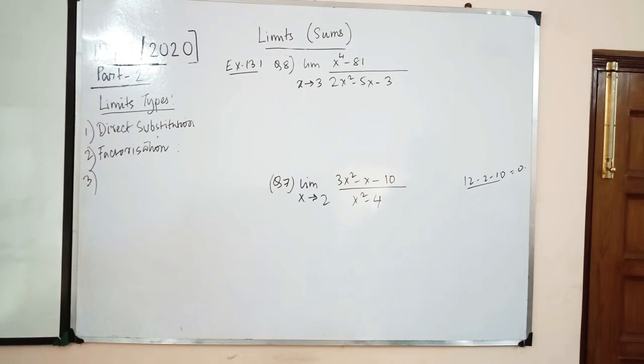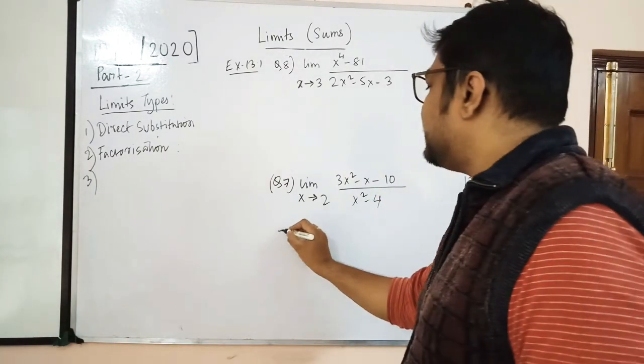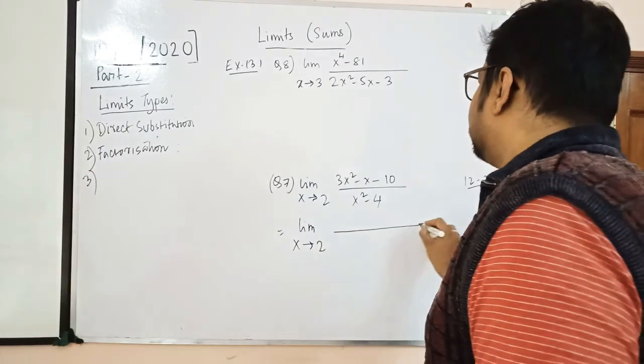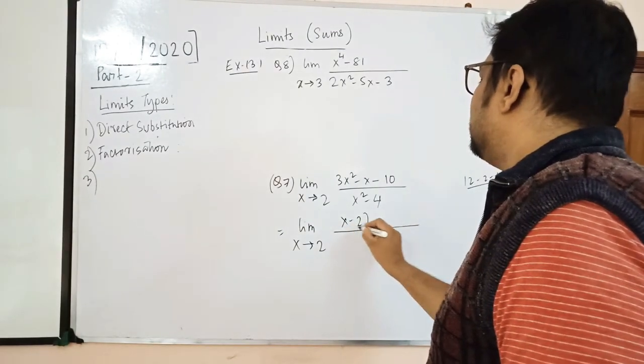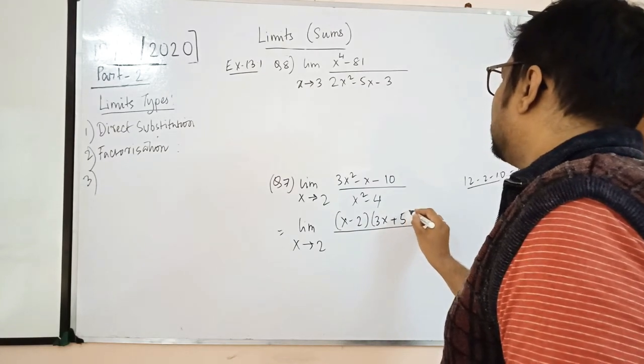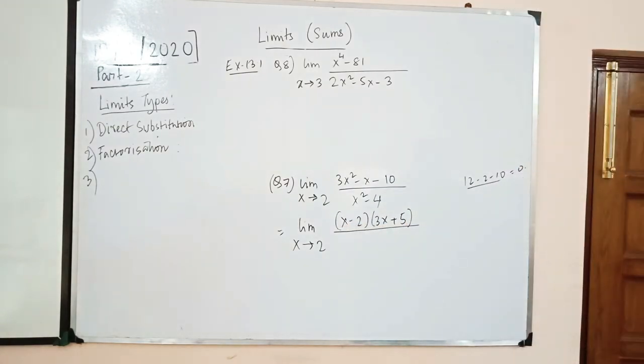So that means you can factorize it, middle term factorization you can proceed, and you can do something like this. It's (x minus 2) and something like over here (3x plus 5). Just check whether it is correct or not. 3x square minus 10.